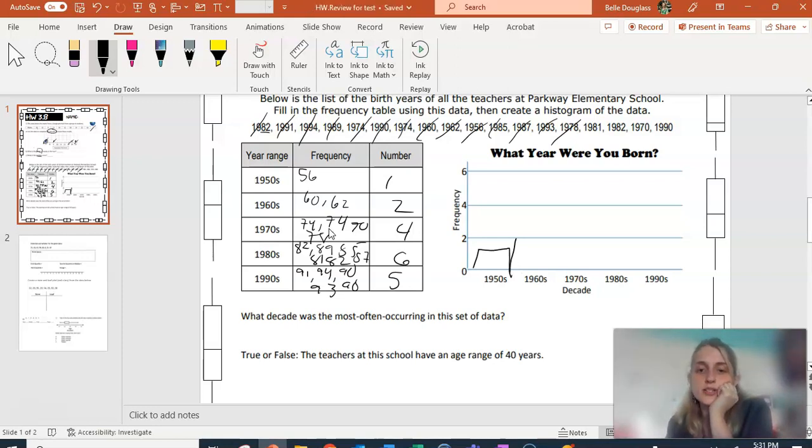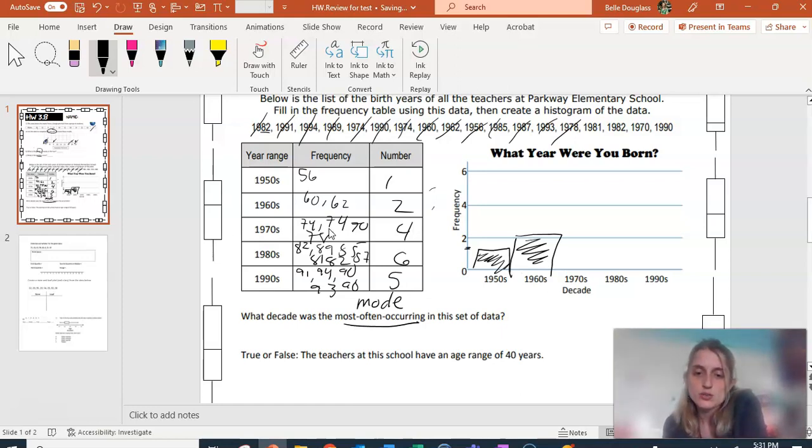So the 1950s is a frequency of 1, so your rectangle should be 1 unit tall. 1960s is 2, your rectangle should be 2 units tall. Finish your histogram according to this frequency table over here. The most often occurring, that's the mode. Which decade is the mode?